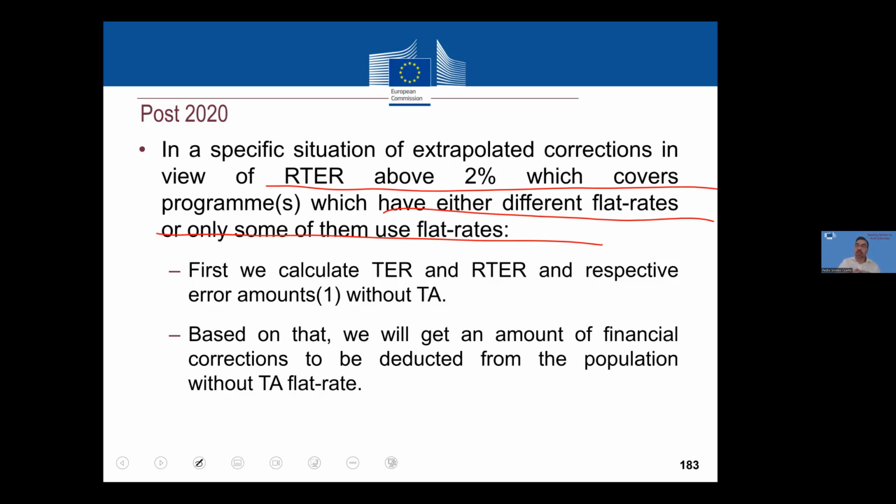Again, first we calculate the total error rate and the residual error rate without the technical assistance, as we have just seen. Let me call these the amounts one. One is without the technical assistance. Based on this, we will get the amount of financial correction that has to be deducted from the population without the technical assistance flat rate that was under line L.